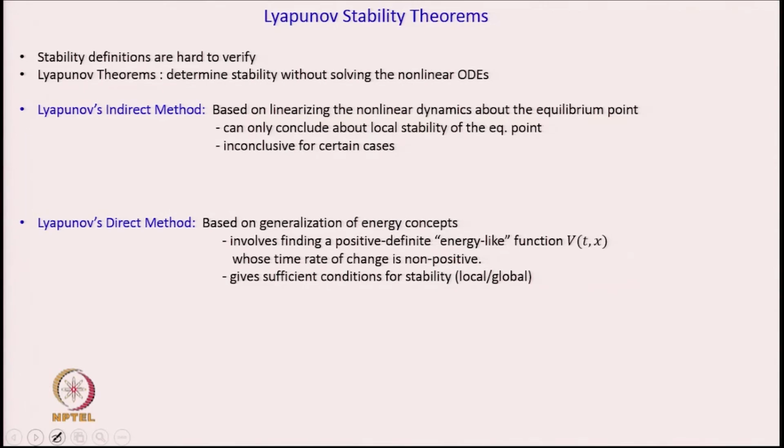for determining stability. So, the basic idea is that it is based on a generalization of energy concepts. So, it involves finding a positive definite energy-like function, say V of t comma x, where t is the time and x is the state. So, it involves finding a positive energy-like function.